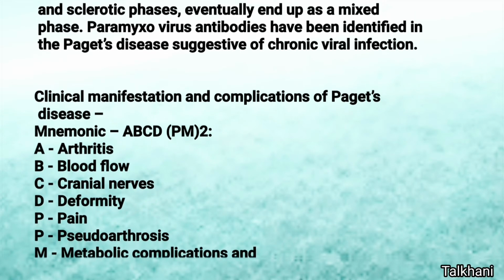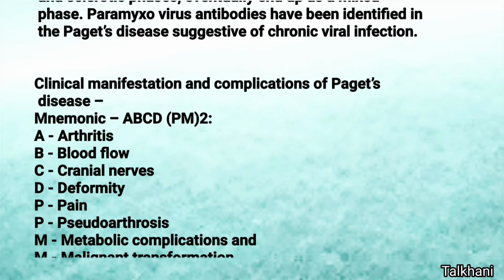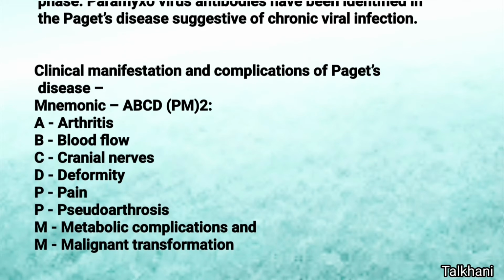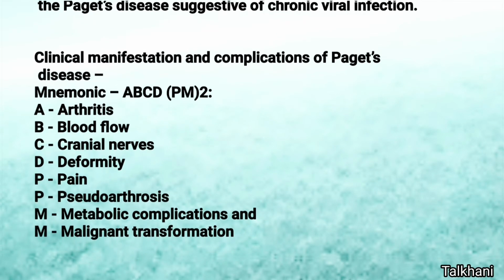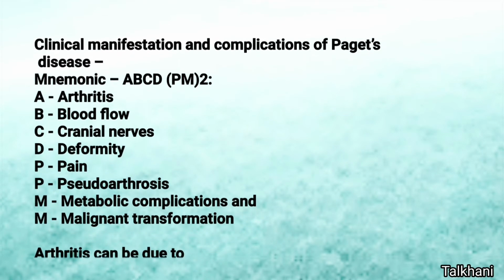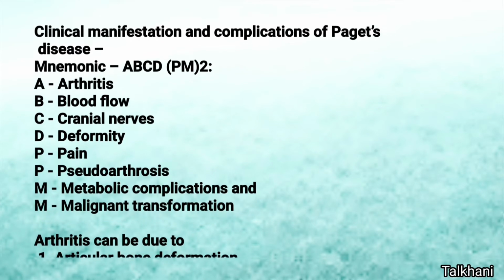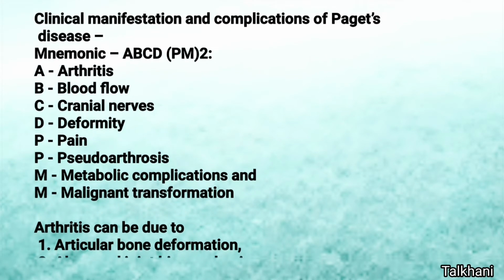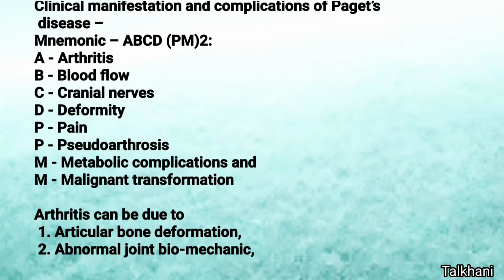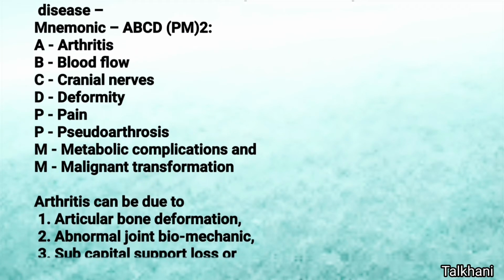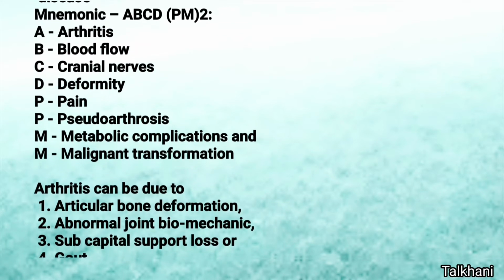Blood flow complications are due to hyperdynamic circulation. Cranial nerve palsies are common with Paget's disease and mainly affect hearing. Deformities are due to the abnormal bone structure and bowing of long bones. Pain is associated with active disease. Pseudoarthrosis may result in a fracture with delayed or non-union.